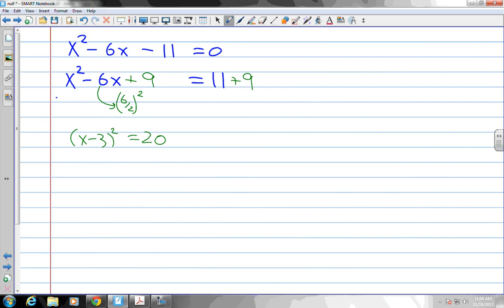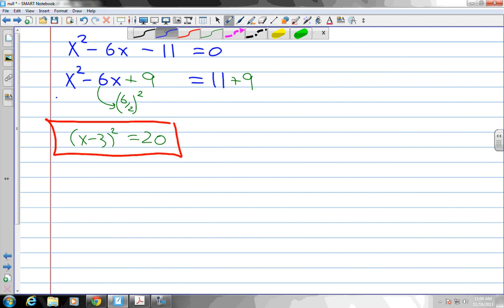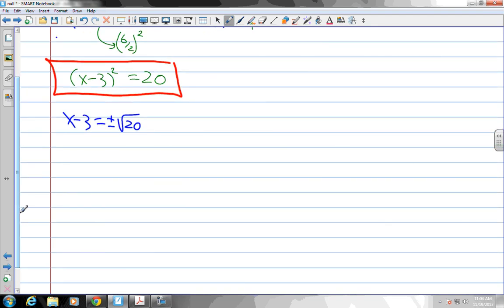So this is the hard part. Getting to this point is the hard part. From there, you just take the square root, do the plus or minus, and then solve for x. Because if you take the square root of both sides, that's x minus 3 equals plus or minus square root of 20. Right? Now I can simplify the square root of 20. 20 is 4 times 5. So that becomes 2 square roots of 5. And add 3.